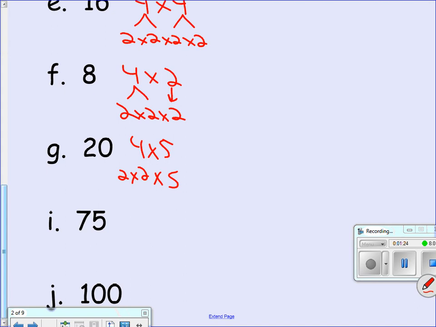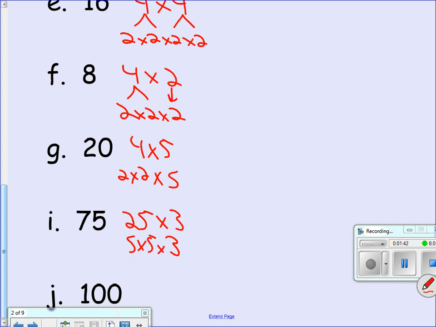To 75, we have 25. How many quarters are at 75 cents? 3 of them, times 3. 25 is not a prime number, so we have to break that apart to 5 times 5 times 3. See how I'm doing this? I know I'm doing this pretty quickly, but this is all review.